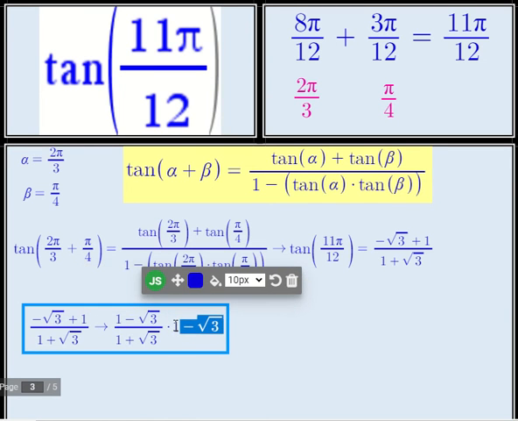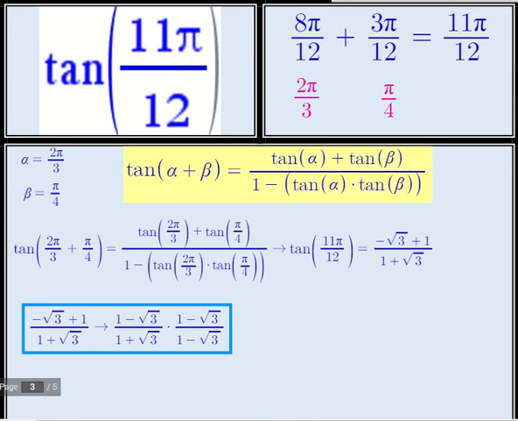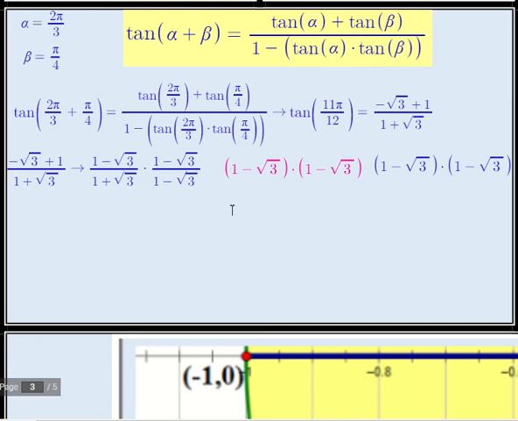And if I do 1 minus radical 3 over 1 minus radical 3, I'm not changing the value of anything. What I'm actually doing is multiplying the numerator and the denominator by 1. So we start by distributing the numerator. 1 times 1 is 1. 1 times negative radical 3 is negative radical 3.